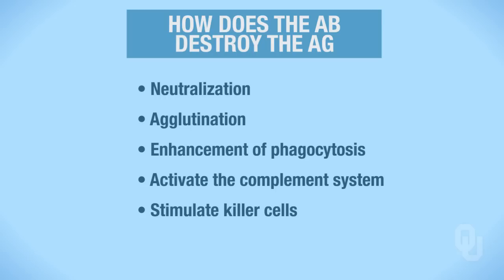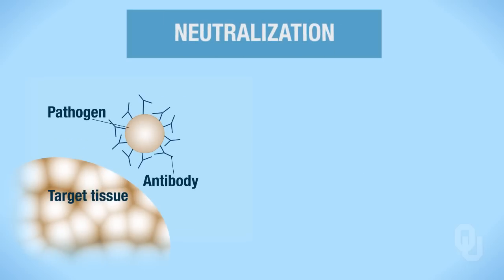All right, so we're going to cover each one of these. So remember the big picture. We want the antibody to destroy the antigen. So, ways to do that. Let's start off with neutralization. Keep in mind that as we go throughout these slides, when you see the term pathogen, the pathogen is the antigen, right? That's the foreign invader.